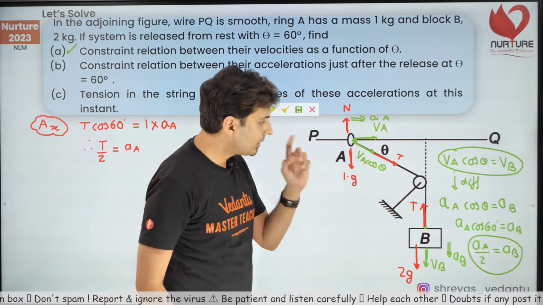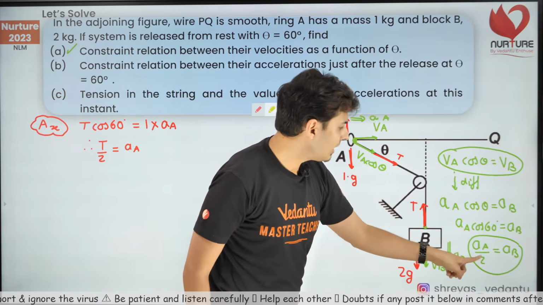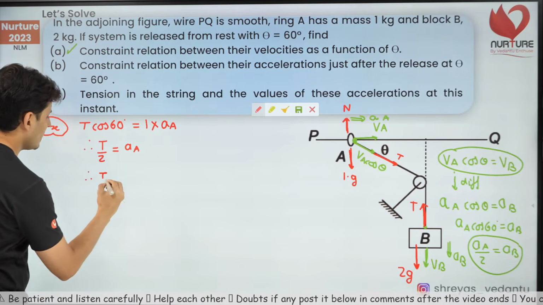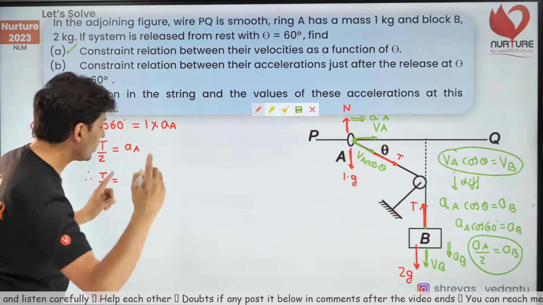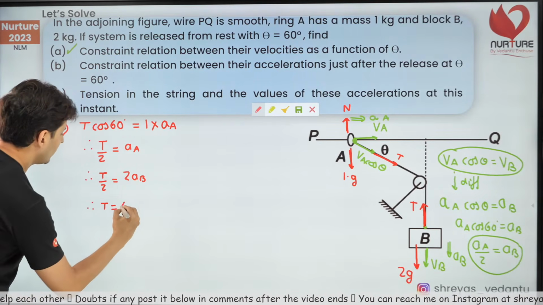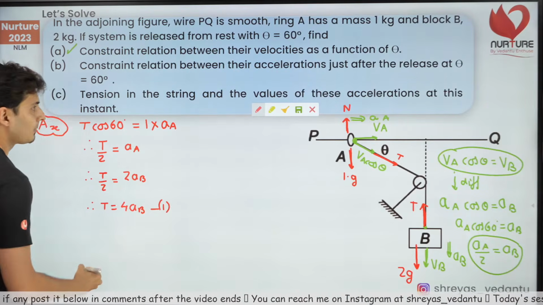But hold on, aA is twice aB. I just got it over here. aA is twice of aB. I can use that substitution. So therefore, T by 2 = aA, and aA is twice of aB, so 2aB. Therefore, T is equal to 4 times aB. Okay, this is equation number 1.